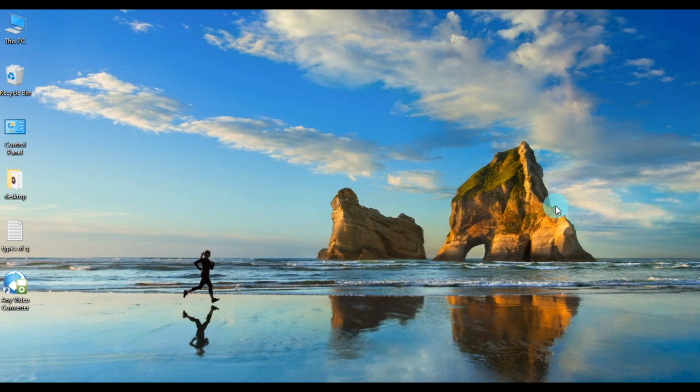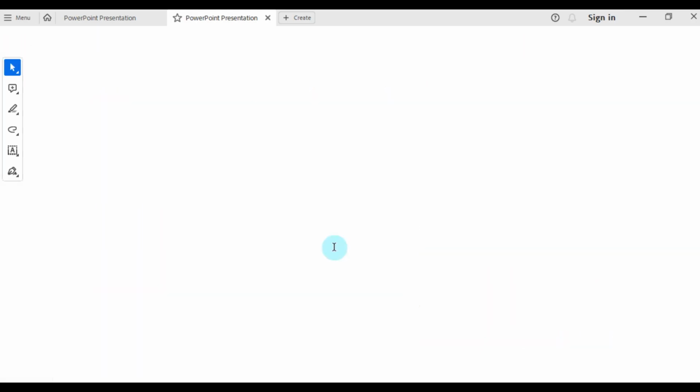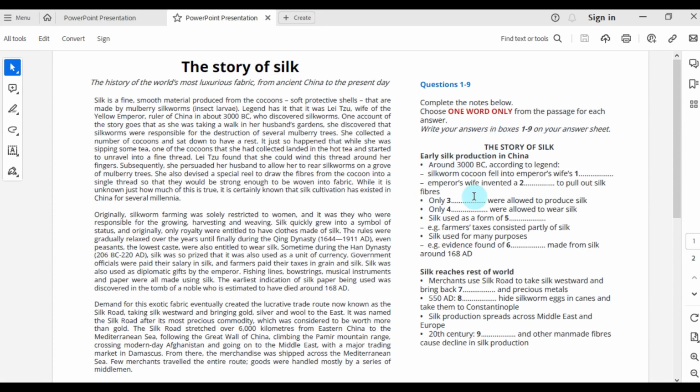I am here to show you different types of keywords that appear in the IELTS reading test. For example, in one question, this is a passage relating to the story of silk. The question appears in the form of fill in the blanks. So we need to look at the location of the question.